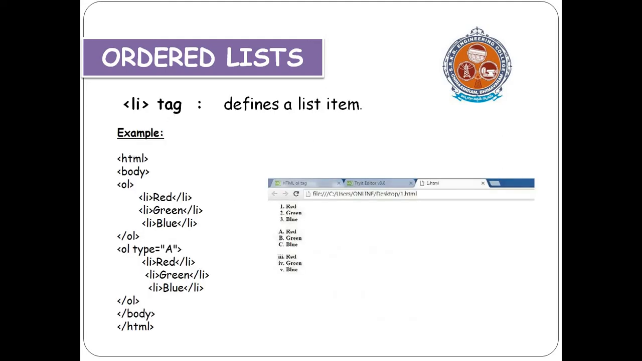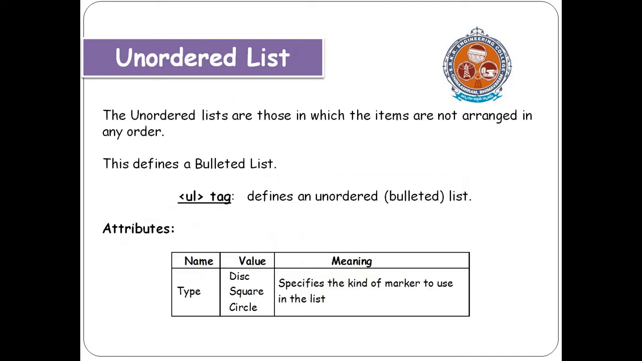So this is one example for the ordered list. Here I have defined HTML and then body. I have defined the tag OL, and in that LI red. It will be displayed in order format 1, 2, 3. Otherwise we have OL type A, with LI red, LI green. Then the order will start from A, B, C. Like that, if you define the type as Roman numbers, then it will be displayed as Roman numbers.